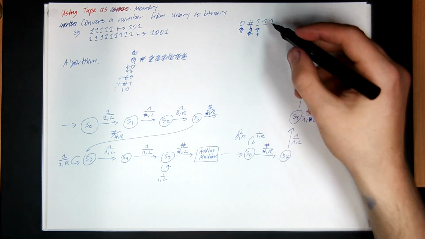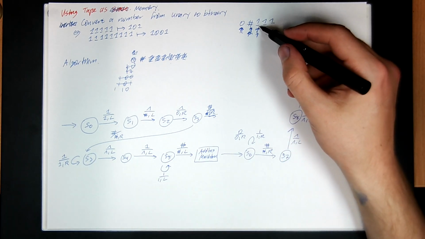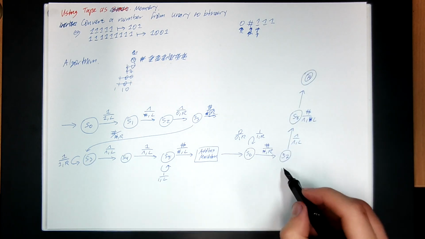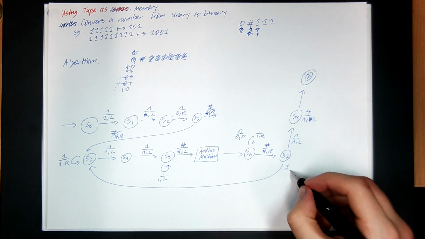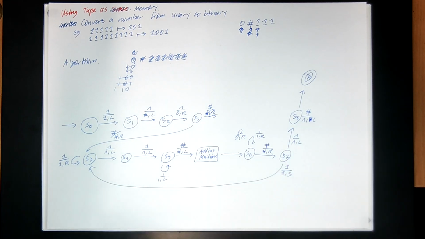Otherwise, if I see a 1, there's more work to be done. So then I should go all the way back to here. See a 1, write a 1, stay, and then zoop back to the start. Okay, so let's try running this.